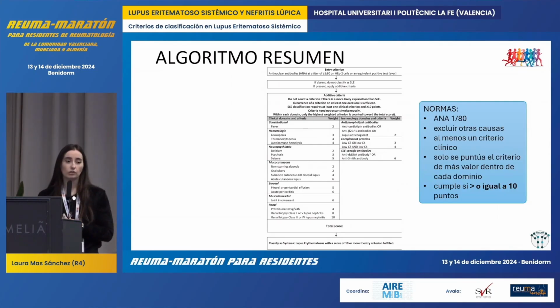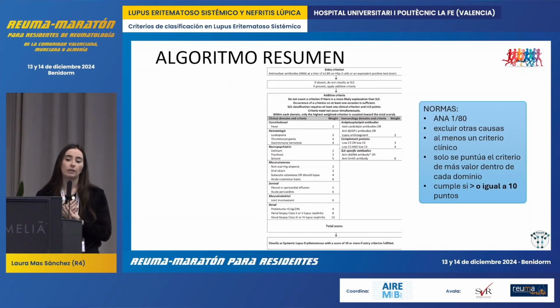This is the algorithm they use as such. Sorry, I'm not sure if it might look a bit small, but anyway, this is exactly the excerpt from the recommendations. And the guidelines, just to recall a bit about the current criteria, require a positive ANA of at least 1:80 as an entry criterion. Obviously, other causes must be ruled out, mainly neoplastic or infectious ones. There must be at least one clinical criterion, because we can have positive ANAs, but if they're not accompanied by compatible clinical symptoms, those ANAs don't indicate lupus and may point to something else. Then, within what we previously referred to as a domain, if a patient meets several aspects within the same domain, only the most severe one, the one with the highest score, is taken into account.